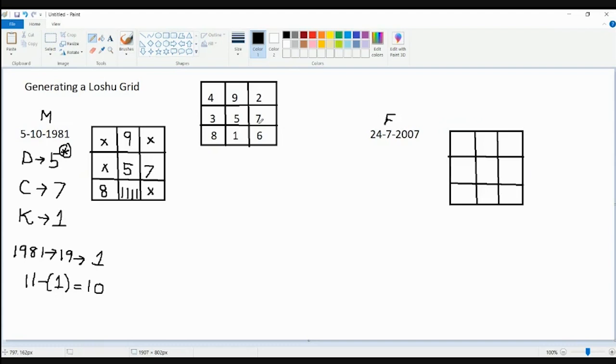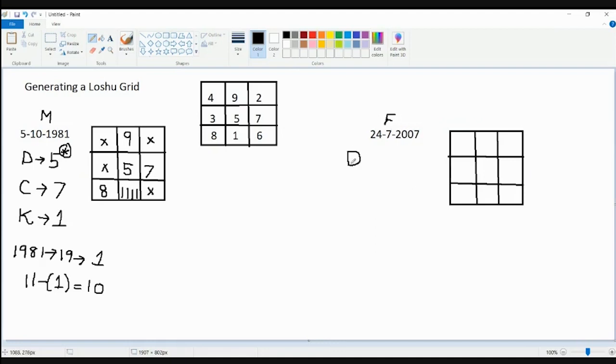So this is how you can generate the Loshu grid. As you can see in this specific grid, for this person, the vibration of 1 is 4 times. There is no vibration of 2, 3, 4, and 6, and there is a single vibration of numbers 5, 7, 8, and 9. How we are going to interpret this, I will be teaching in the subsequent videos. Now we go to the next example.